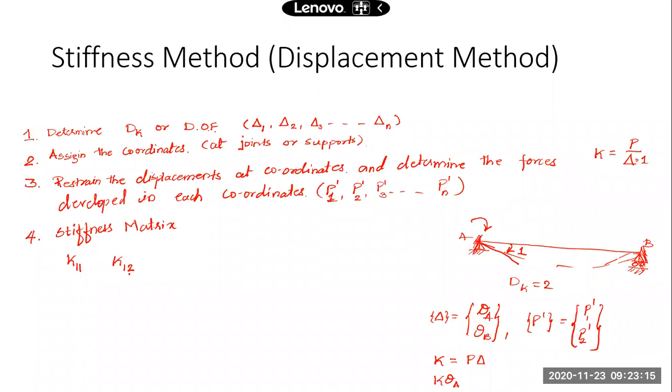K11 and K12. If anybody has a doubt, please unmute and ask me. I'm telling about how to develop the stiffness matrix. I'm not using any formula. Let us just see what procedure will be adopted for developing the stiffness matrix. Later, we have the formula for determining all these coefficients. We'll apply the proper formula and find out the values over there.